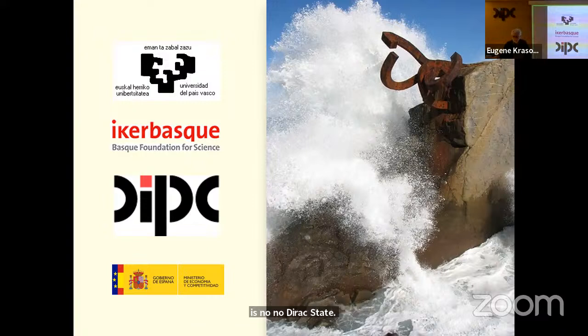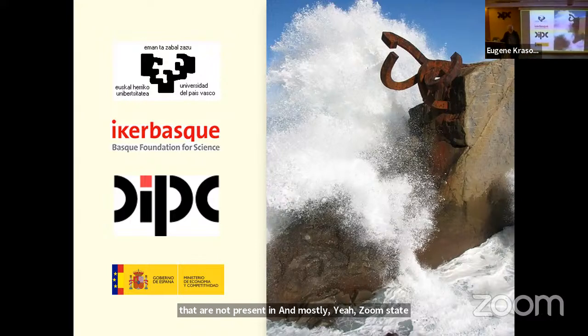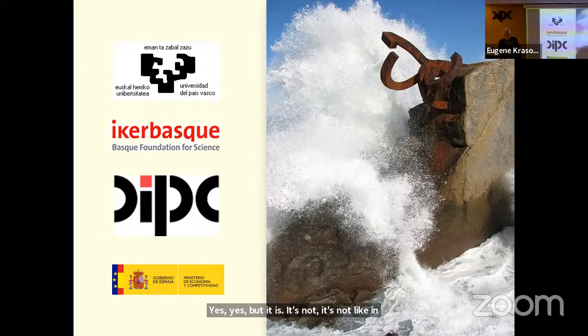Also, the final state of band structure looks superficially similar until you calculate the scattering spectra, and then you see very sharp resonances that are not present in graphene. And also you have below the vacuum level the state at the K point. Yes, but it is split. It's not like in graphene, because two atoms. Yes.